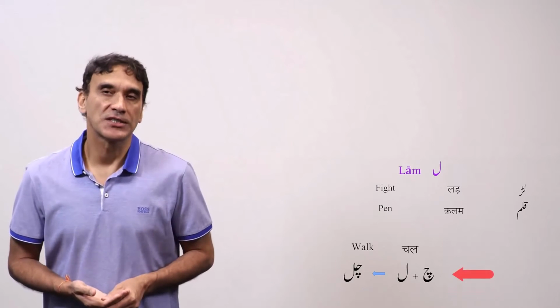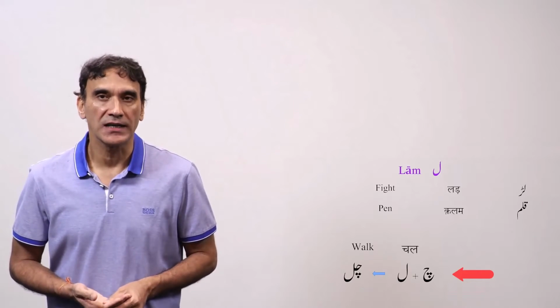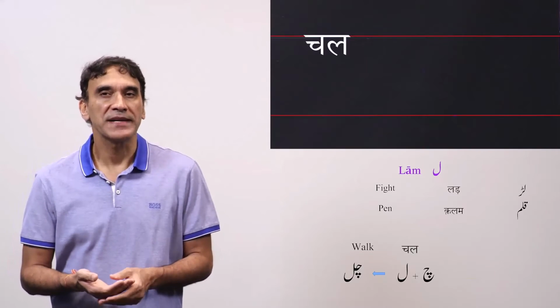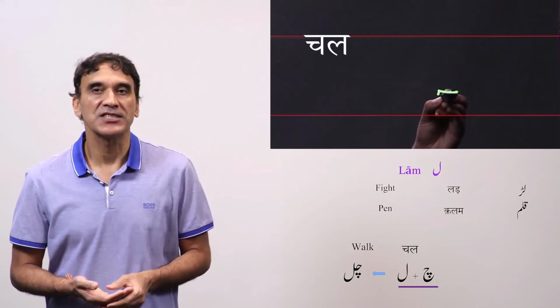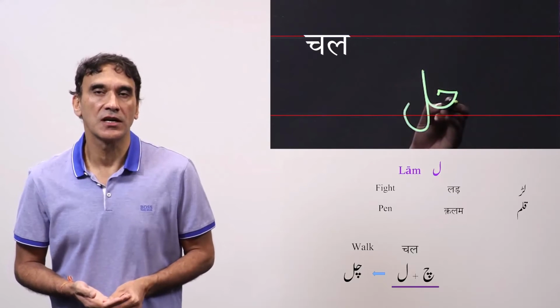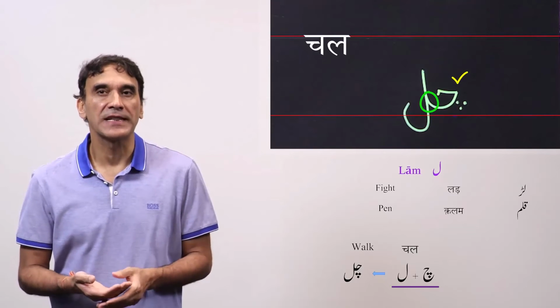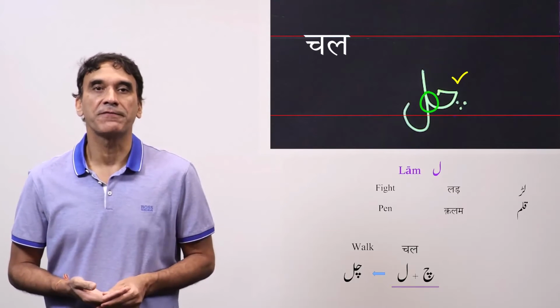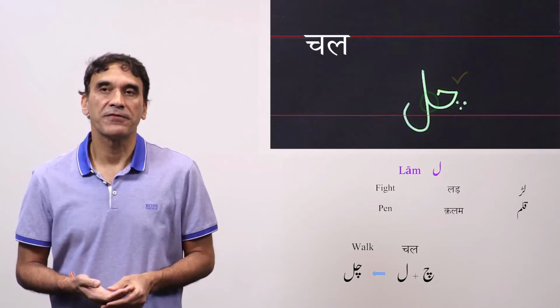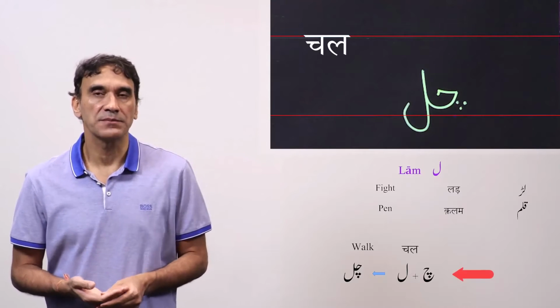The third word is chal, the root of the verb chalna, to walk. Here Lām takes the final form. The spelling is che plus Lām, chal. Che takes the initial form and connects with Lām in the middle because Lām is the final letter, and it takes the final form. Che plus Lām, chal.